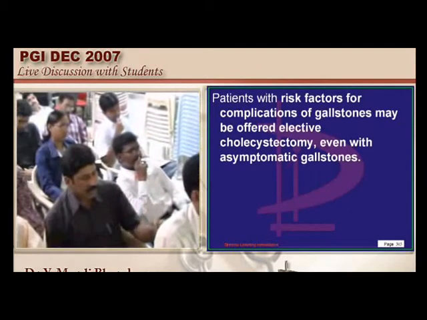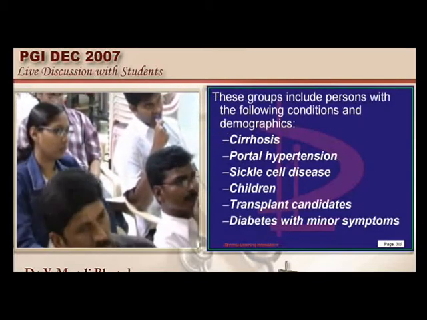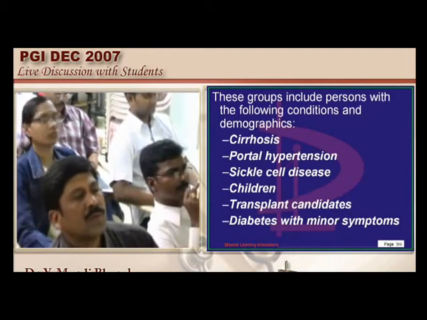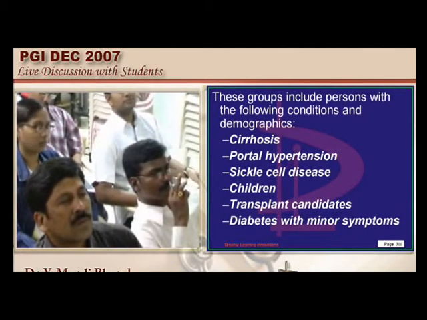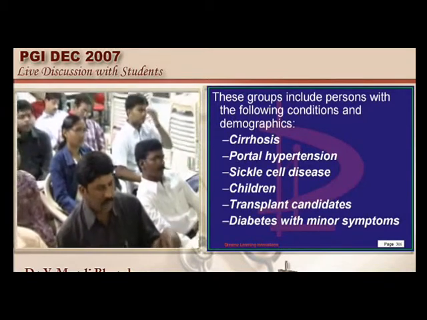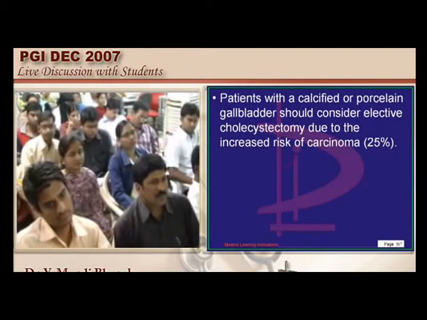Those who are having gallstones which are asymptomatic and have an underlying cirrhosis, let us say he is an alcoholic. Similarly, portal hypertension, sickle cell disease, children, those who are transplant candidates, and diabetes with minor symptoms. Even though the gallstones are asymptomatic, that is the indication for cholecystectomy, is what I would like to underscore to all of you.